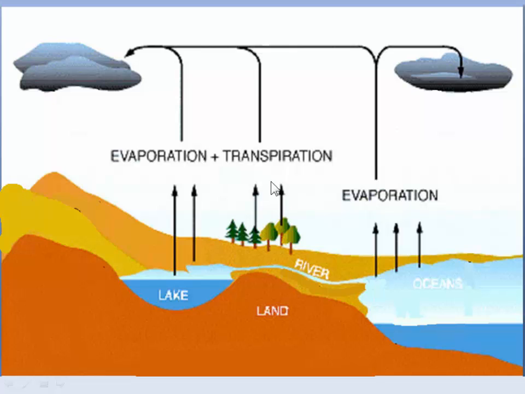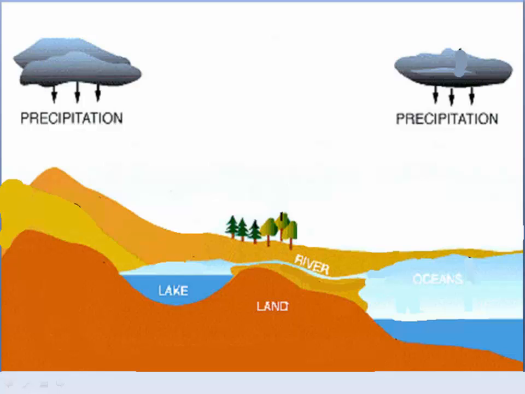It also gets into the atmosphere through transpiration from plants. Transpiration is sort of like evaporation from plants. And it gets into the atmosphere through evaporation from land. How does water get out of the atmosphere? Well, it gets out of the atmosphere through precipitation. So rain, snow, sleet, that sort of thing. Now, the Earth is 70% ocean, so most of the precipitation falls right back into the ocean. However, some of the precipitation falls on land, and we need to look at what happens to that.